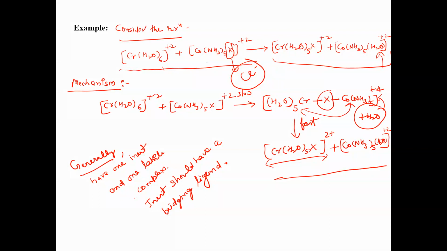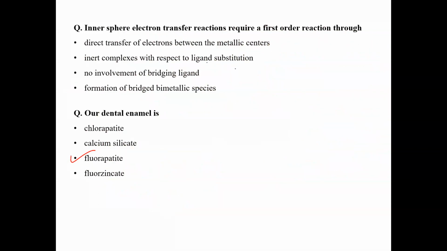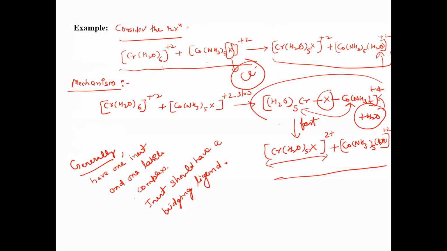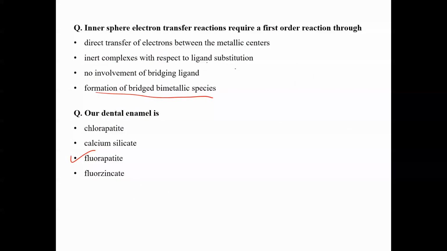And the inert complex generally has a bridging ligand. So here are some points to remember while identifying the inner sphere electron transfer. In the inner sphere electron transfer there is a formation of a bridged bimetallic species. Here you can see one metal is here, the other is here, so it is a bridged bimetallic species formation in inner sphere electron transfer reactions.